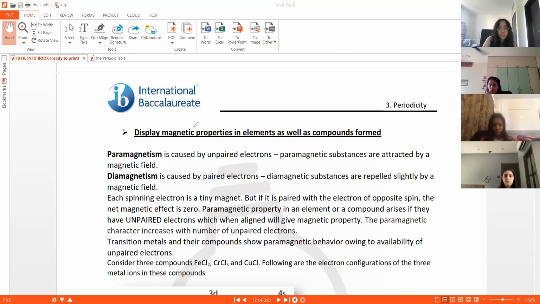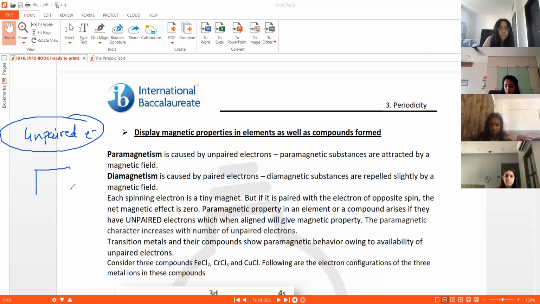Okay, now transition metals also show magnetic properties. Why do these metals and their compounds, metals as well as their compounds, show magnetic properties? The reason is that they have unpaired electrons. Now, why does the unpaired electron give a magnetic property? We know that electrons are always in the orbital, and each orbital can have 2 electrons. We always show that by the upward arrow and the downward arrow.